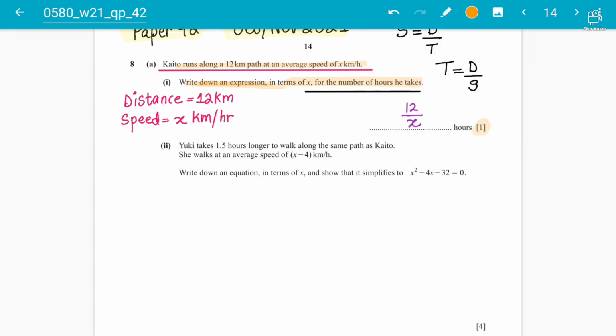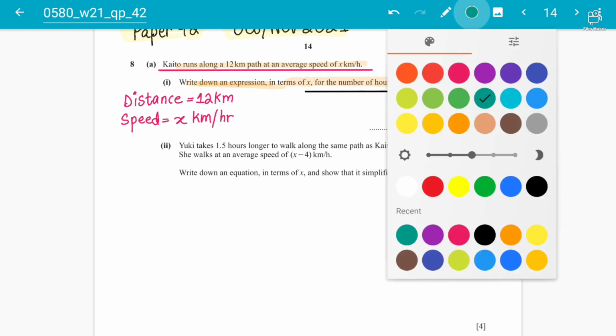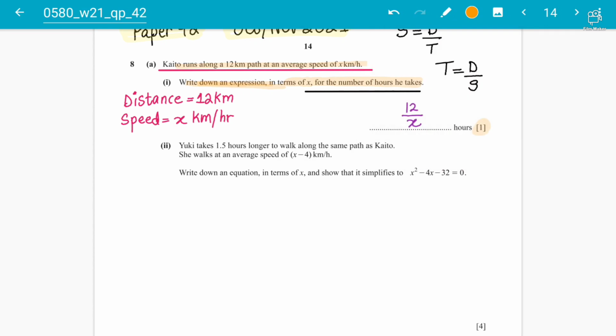Most of the time these types of questions come in exactly this paper pattern. Next, there is another person, Yuki. Now this is very important for 4 marks. Yuki takes 1.5 hours longer to walk along the same path. We'll talk about the 1.5 hours later. The first important thing is that she is walking along the same path.